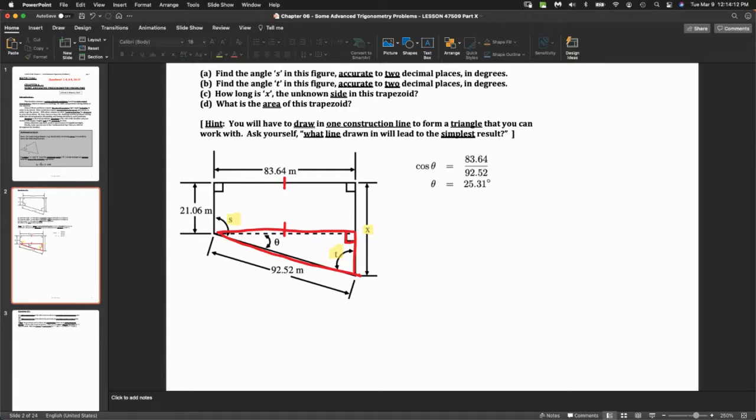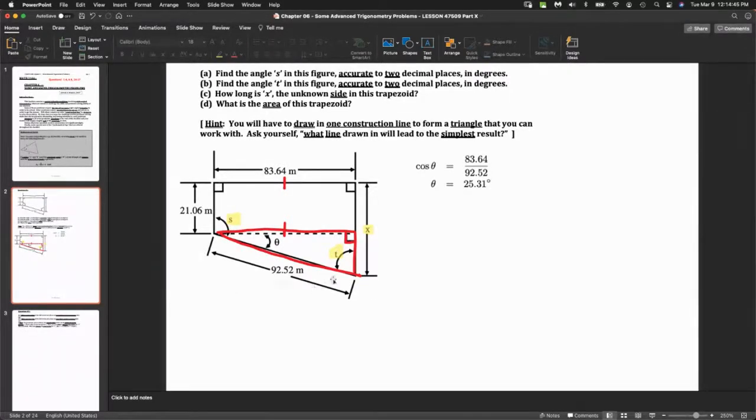How would you get T? How would you get S? Any takers? How do you get T? Now that you know theta, how would you get T? If you know this angle here, yeah, thank you, Shalon. You want to do the 180 rule. Thank you, Janvi. Yes, Yufeng, yes. We're going to use the red triangle.